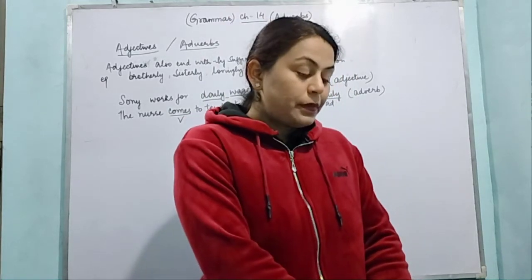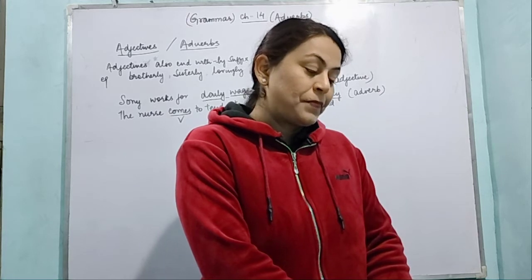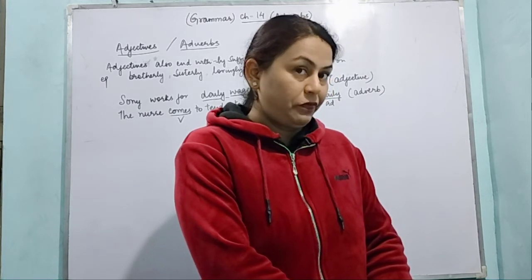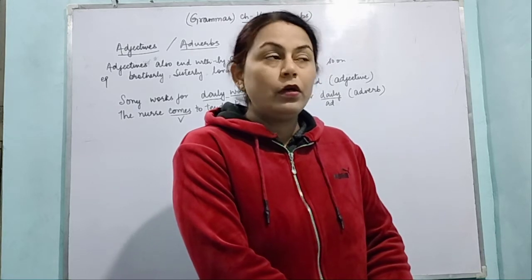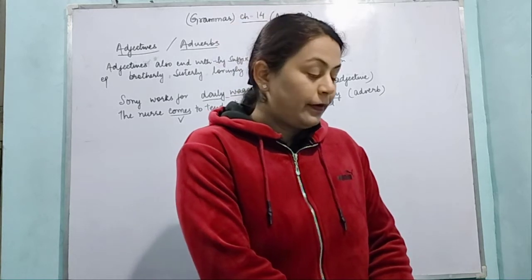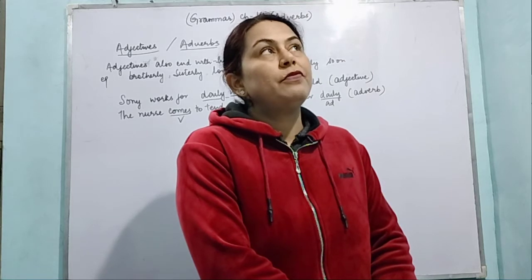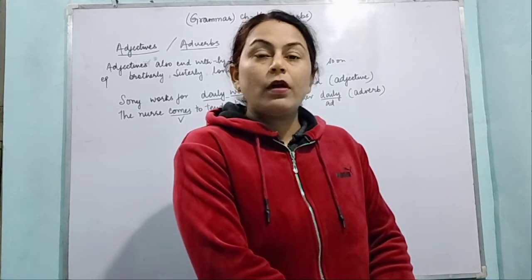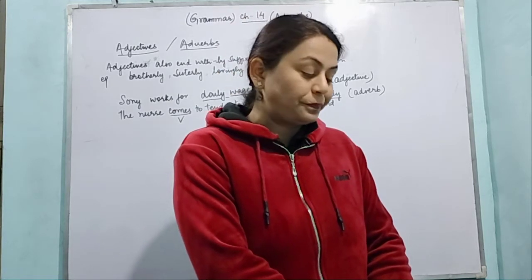Study some more examples. I want to lead a leisurely life in a village farmhouse. Leisurely life. Life here is a noun. So that means this is modifying a noun, that means it's an adjective. He is sitting leisurely at the bench. Sitting. Now what is the verb here? Sitting. Leisurely means it is modifying a verb. So it is an adverb.